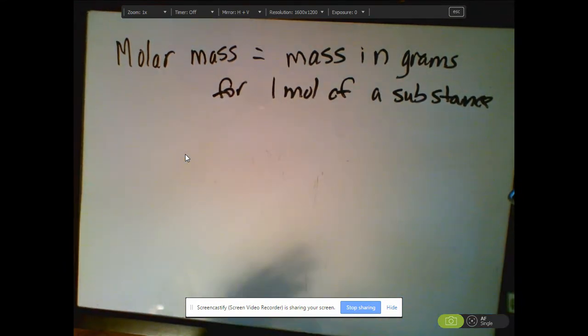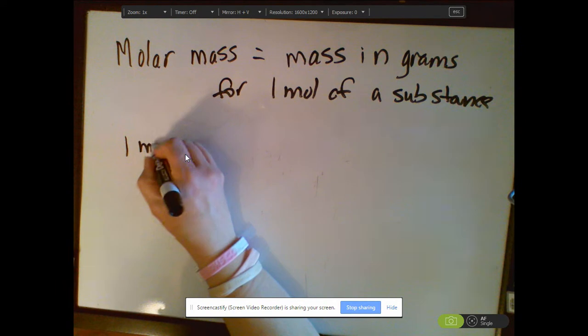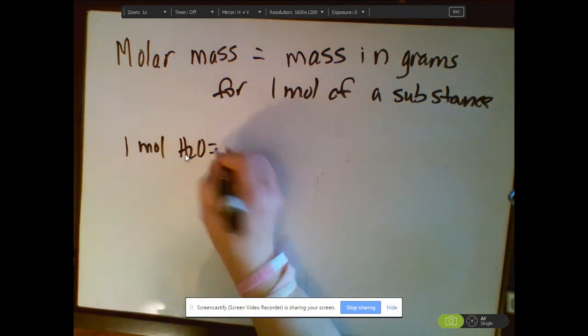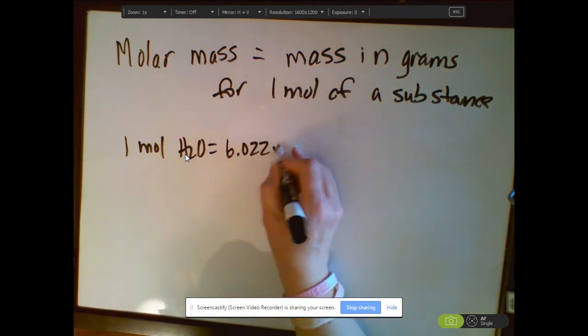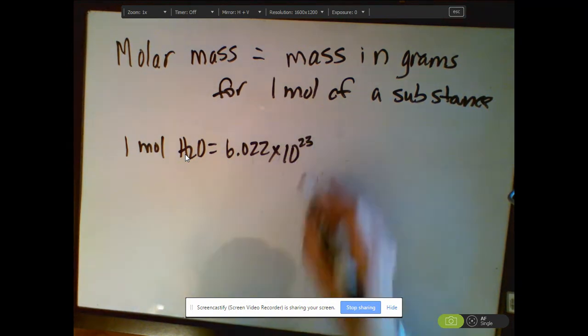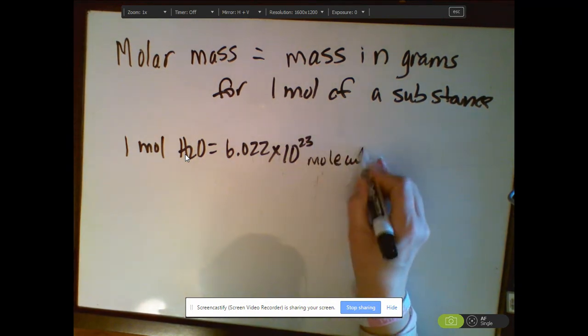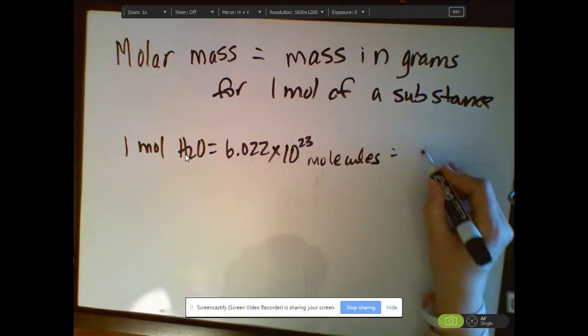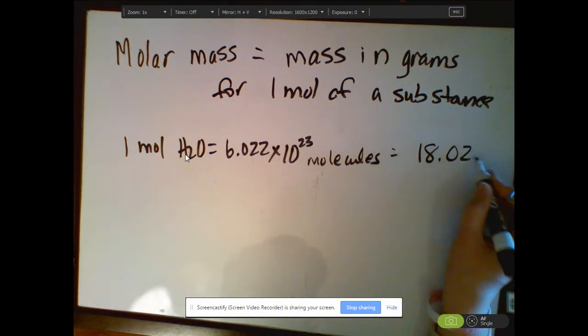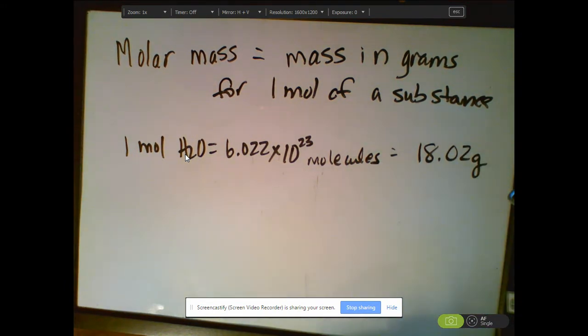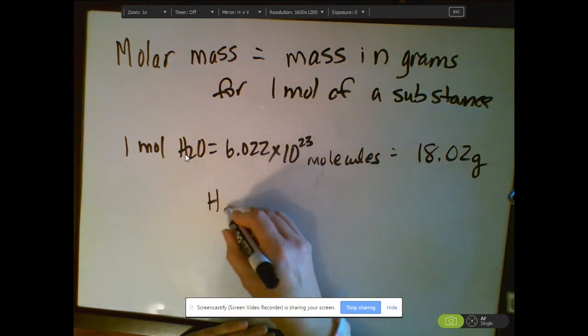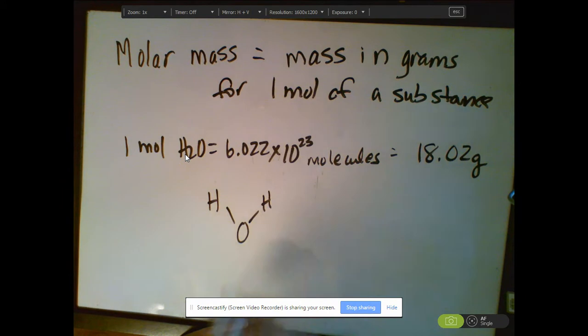And let's go back to the concept of water. 1 mole of water is equal to 6.022 times 10 to the 23rd molecules of water, but that equals 18.02 grams for a mole. Well, where does that come from? That isn't a value straight off the periodic table. Well, we have to keep in mind that water is actually 2 atoms of hydrogen and 1 atom of oxygen.